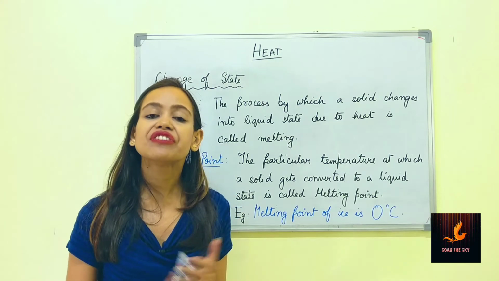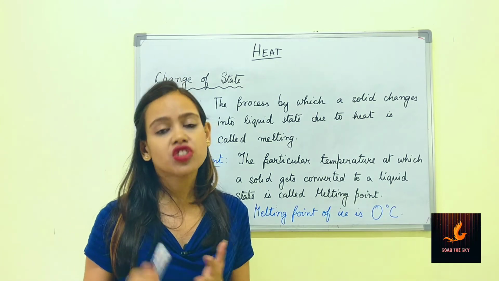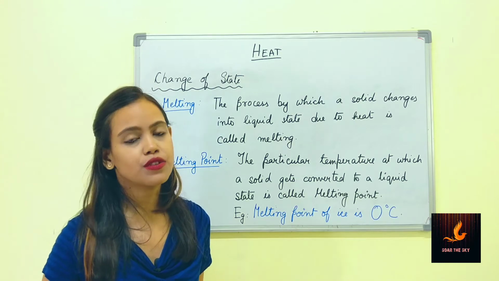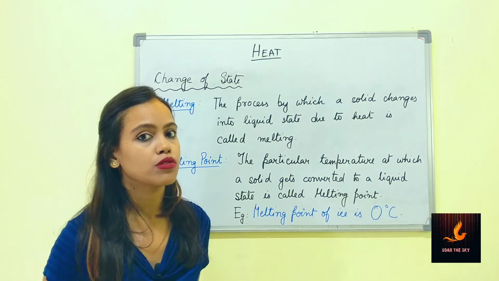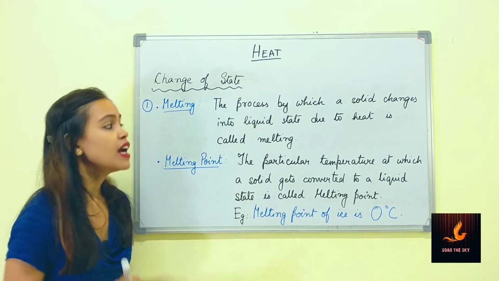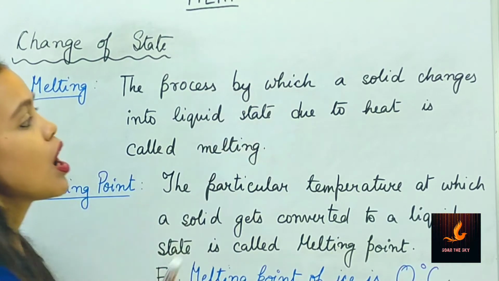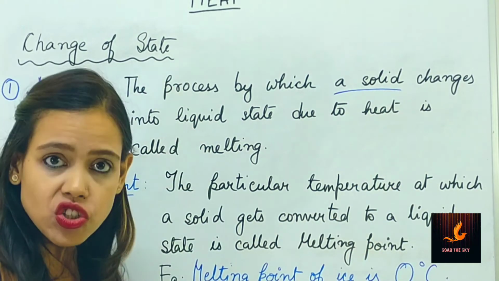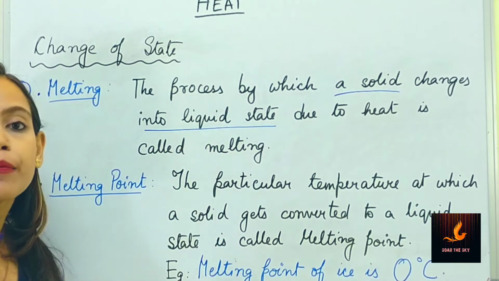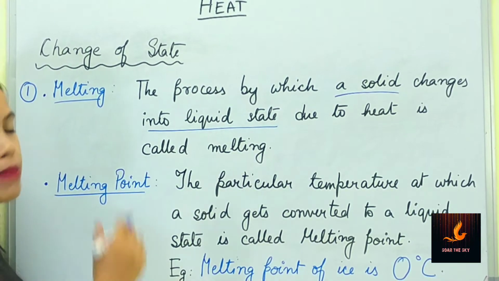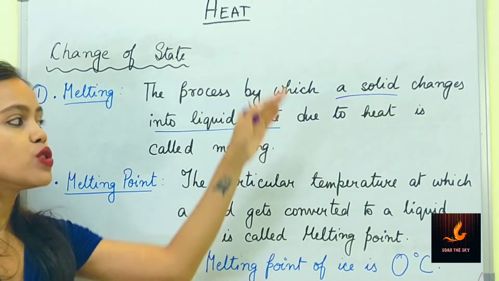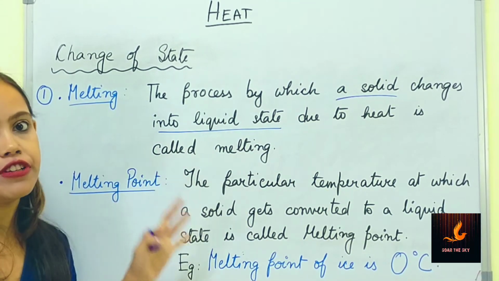Let's talk about the first process related to the change of state, or you can also call it the first change of state, that is from solid to liquid, and the process that involves this is called melting. So what is melting? The process by which a solid changes into its liquid state due to the application of heat is called melting. This is the definition of melting.